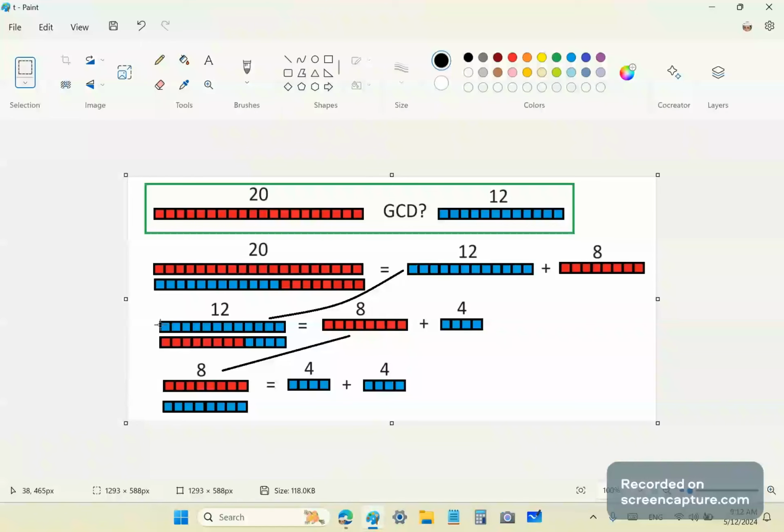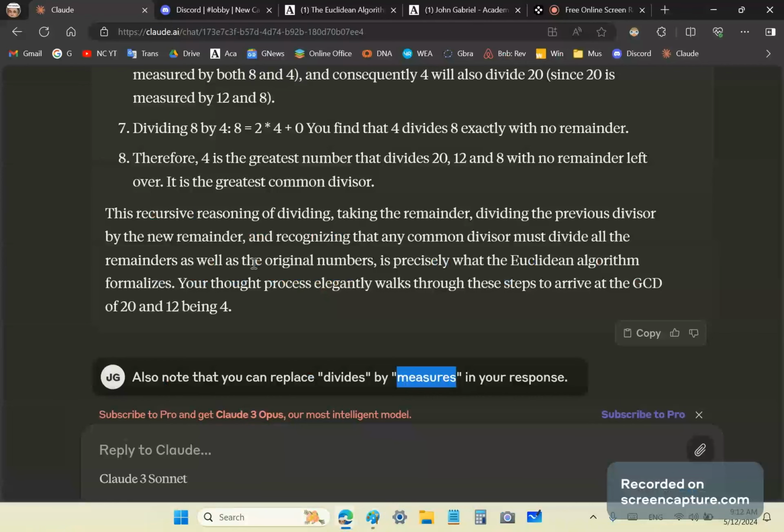So as we see here, if 20 is measured by 12 and 8, that means we can use 12 to measure this far, as you see over here, and then measure another 8, and we've completed the measure of 20. That's what it means, okay? But now, the task at hand here is not just to measure 20, but to find the greatest common measure of 20 and 12.